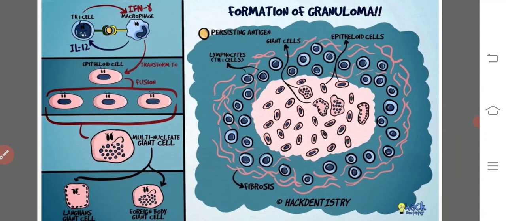So this is the granuloma formation due to the accumulation of all the giant cells, epithelioid cells, and the lymphocytes, formation of granuloma.